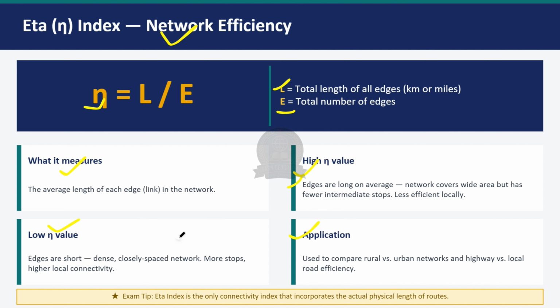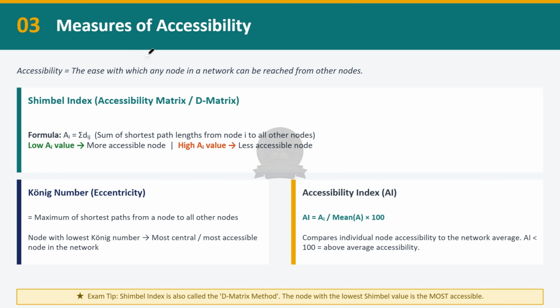Eta index is the only connectivity index that incorporates the actual physical length of routes. Measures of accessibility. Accessibility is the ease with which any node in a network can be reached from other nodes. Suppose these are the nodes and there are several nodes.